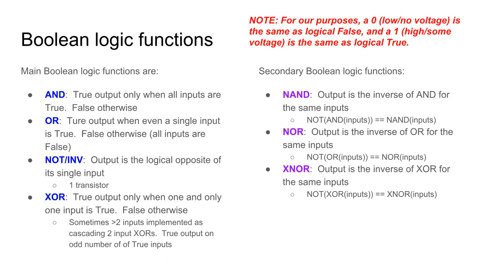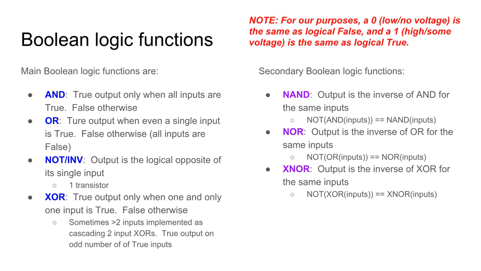And what this does is it takes its input and then produces as output the logical opposite. So if you get a true value or a 1 coming in, you'll get a false value or 0 coming out. If you get a false value coming as input, you will get a true value or 1 coming out. And this is a particularly interesting gate because it can be implemented with a single transistor.